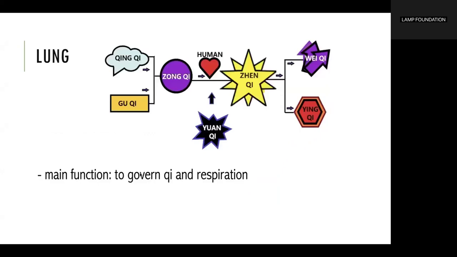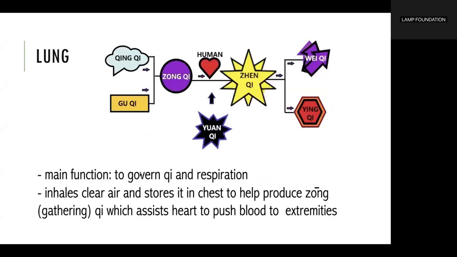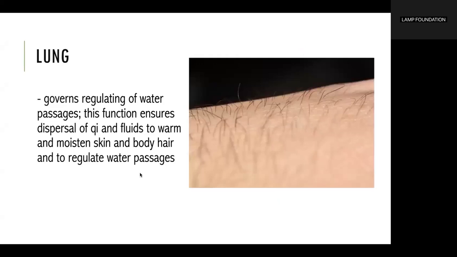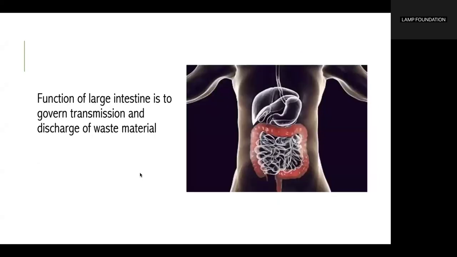The main function of the lung is to govern qi and respiration. It inhales clear air and stores it in the chest to help produce zongqi or gathering qi, which assists the heart to push blood to the extremities. The lung also governs the regulating of water passages. This function ensures dispersal of qi and fluids to warm and moisten the skin and body hair and to regulate water passages. The function of the large intestine is to govern transmission and discharge of waste material.